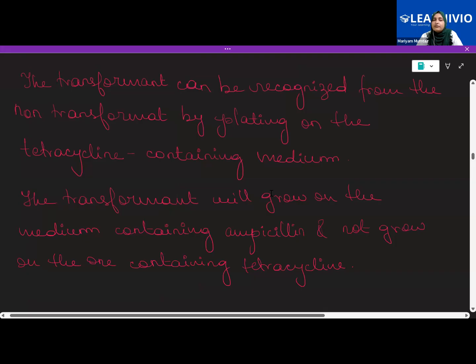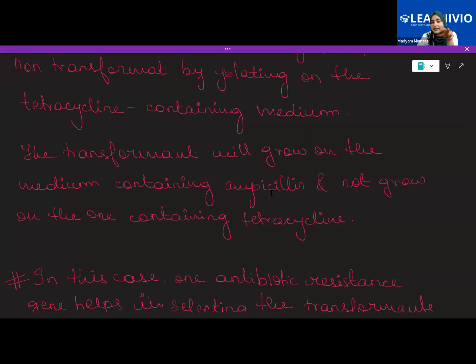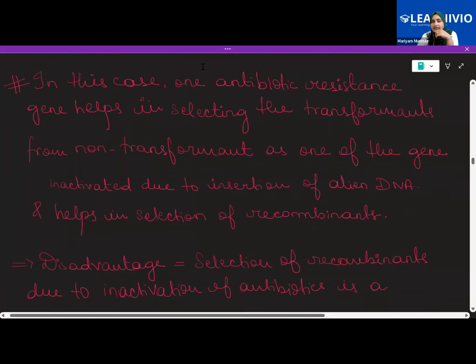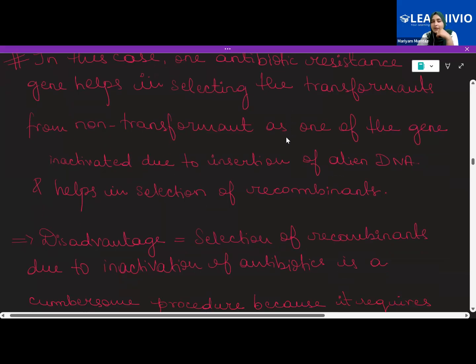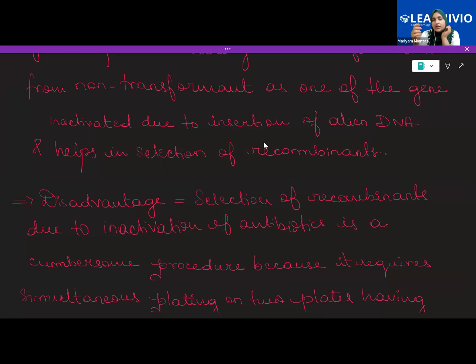The transformant can be recognized from the non-transformant by plating on a tetracycline-containing medium. Like you'll put it in ampicillin, you'll put it in tetracycline, you'll put it in a medium containing both. Now, in this case, one antibiotic resistance gene helps in selecting the transformant from the non-transformant. Why? Because of insertional inactivation, this phenomenon wherein they lose the resistance because of the insertion of the gene. So you call it insertional inactivation. You'll have to select the transformant.